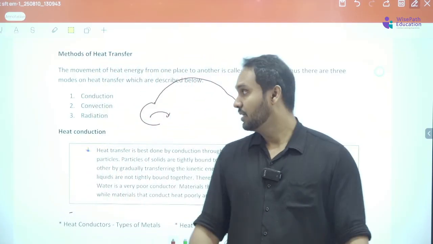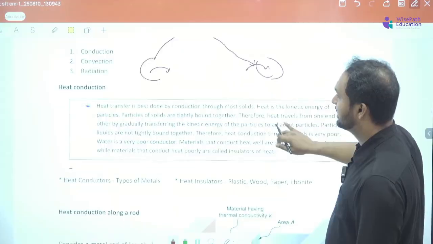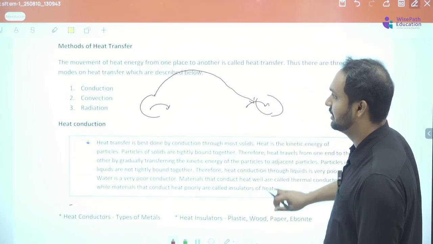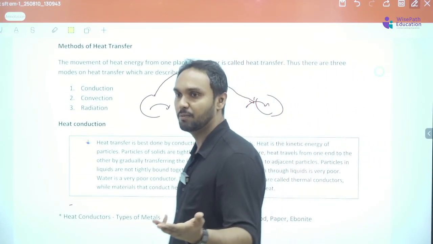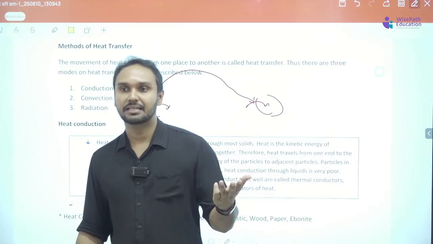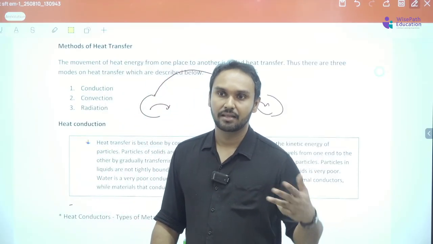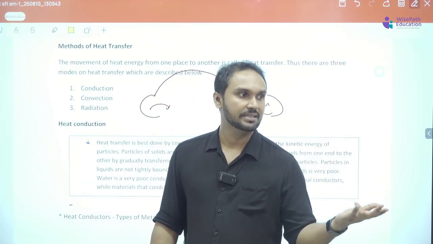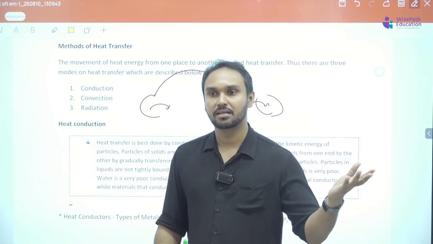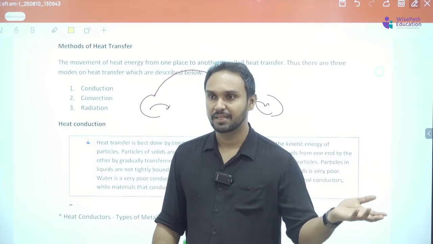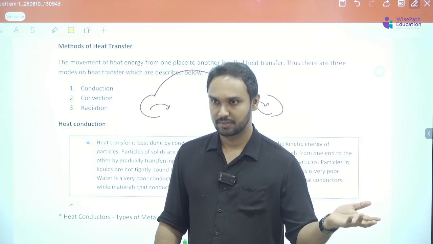Nice. Now heat conduction we will discuss the next day. Radiation is the original form of heat. It doesn't need a medium, while the other two, convection and conduction, need a medium. Otherwise they can't occur.